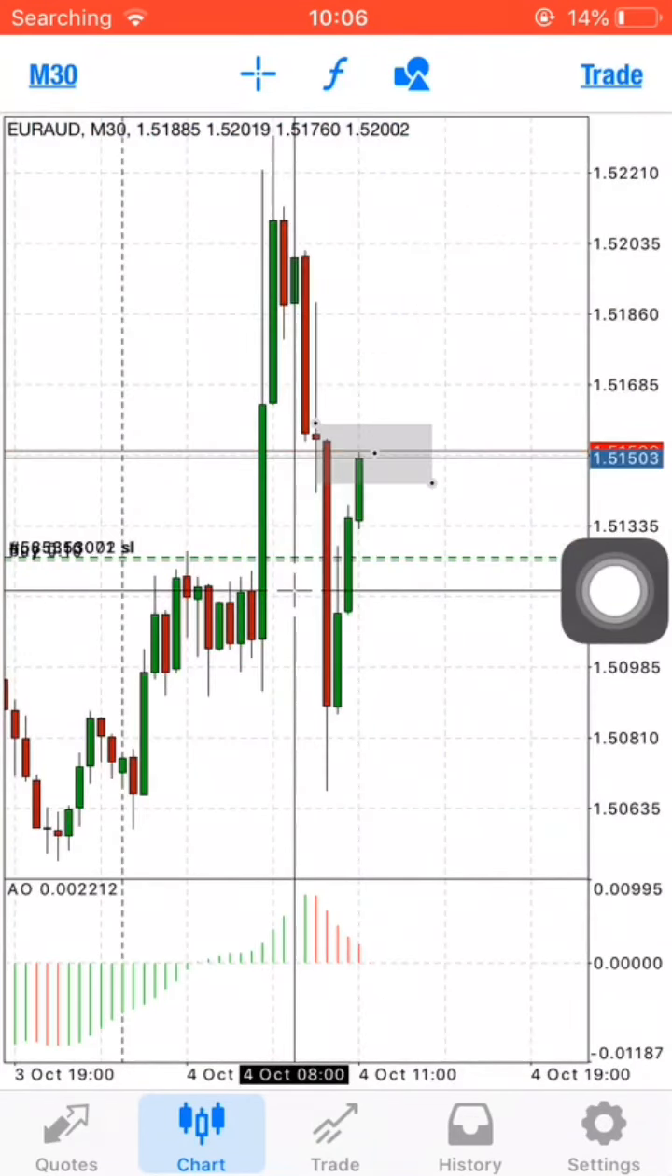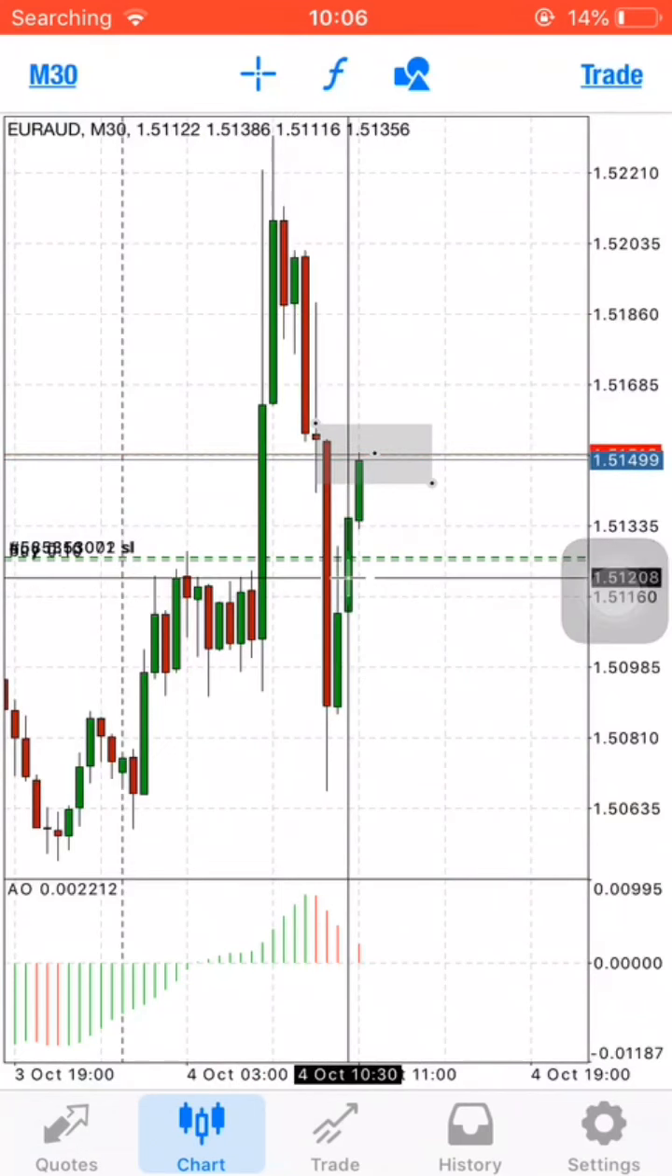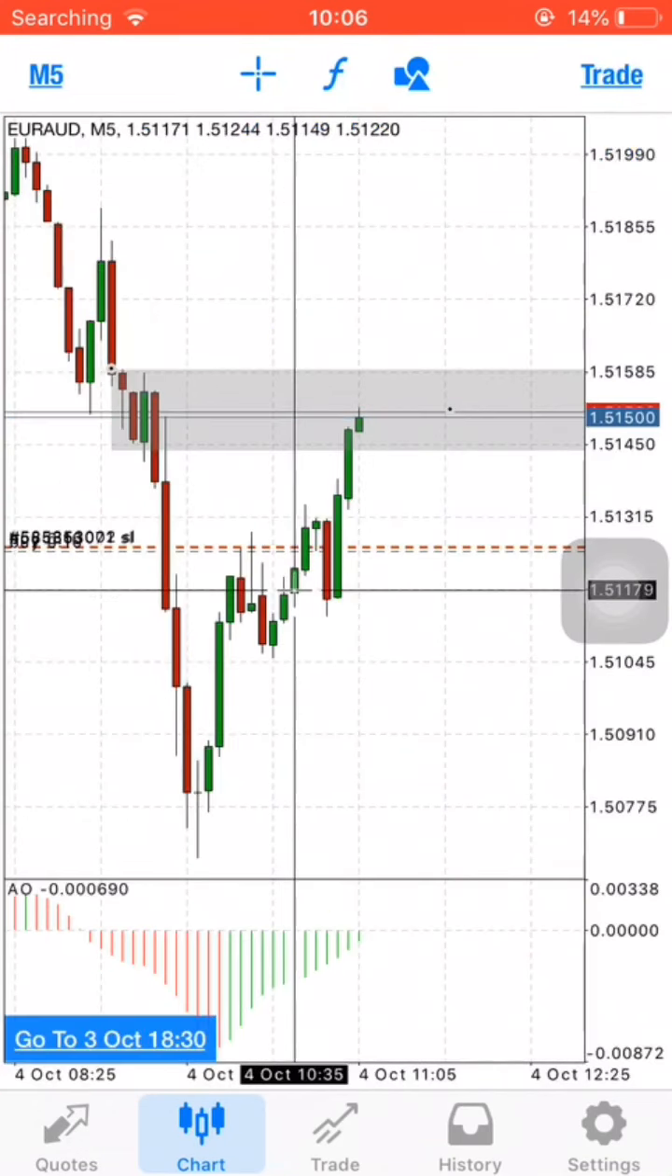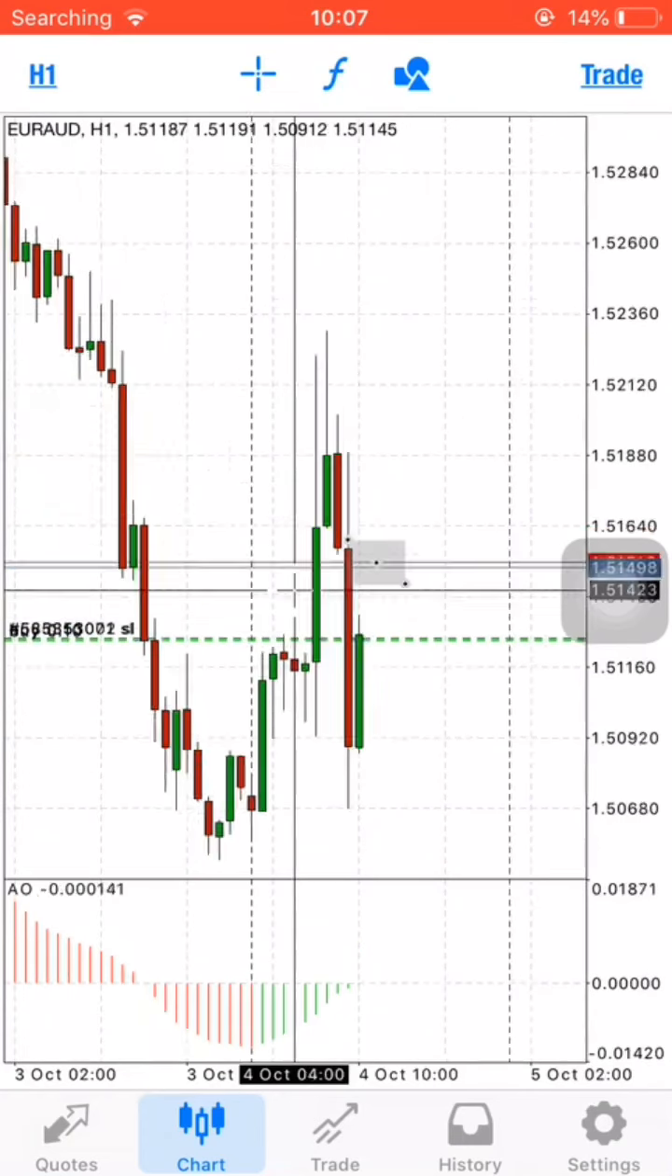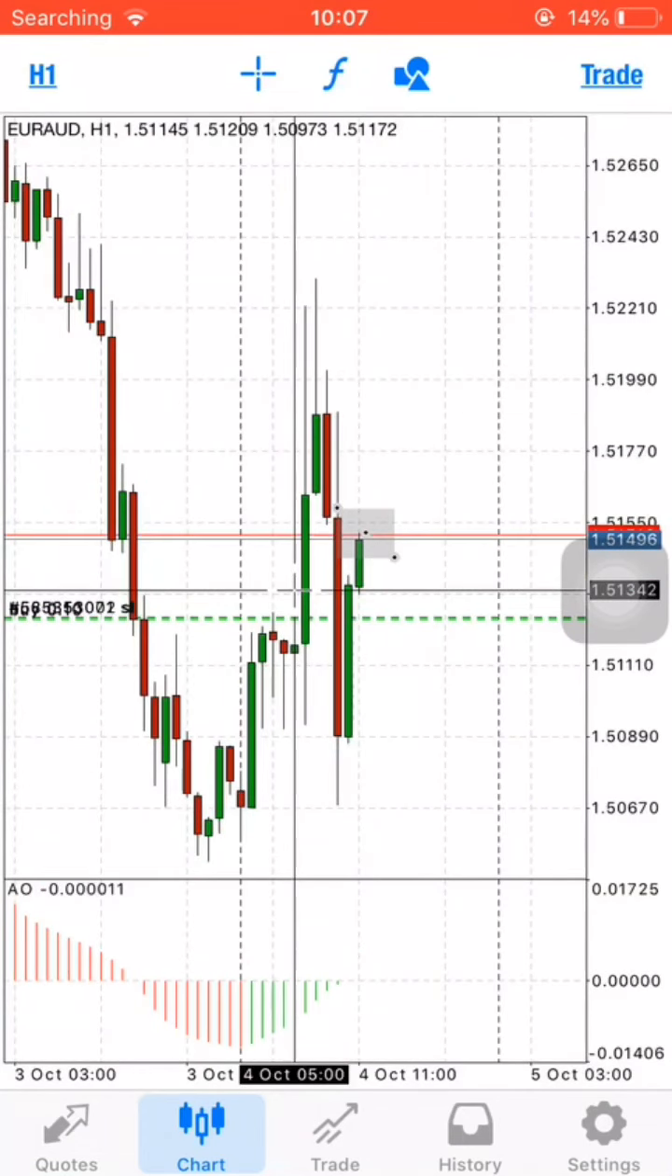And right now we are looking forward to seeing a bigger move somewhere to the top. So we are just going to look for a bigger move somewhere to the top, and then we can take our profit there.